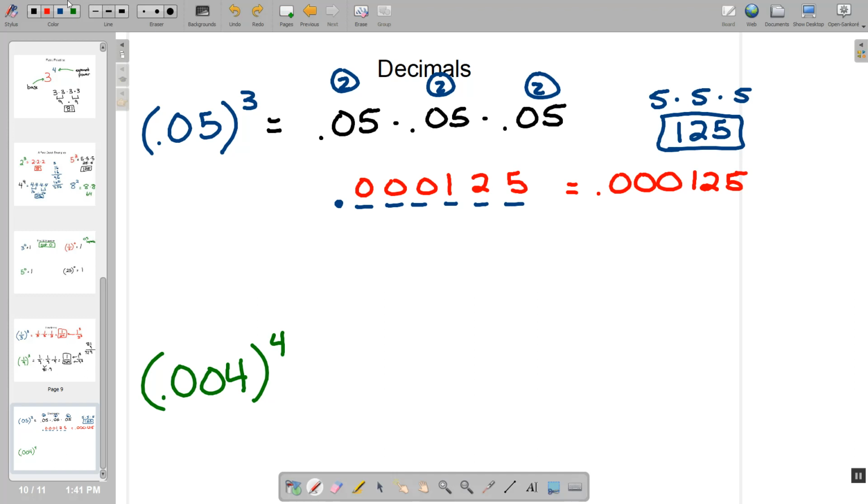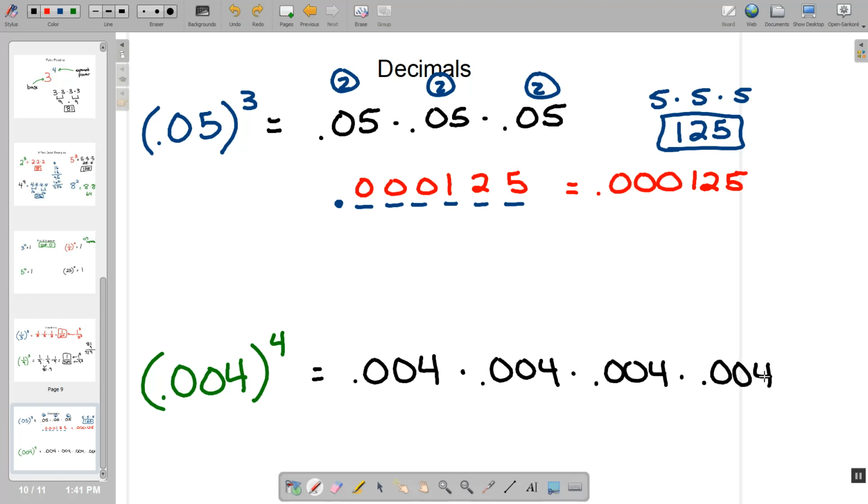So for the problem on the bottom, I wanted to use an example where we'd save a ton of time, because 4 thousandths times 4 thousandths times 4 thousandths times 4 thousandths is going to take forever. But I see 3 digits behind the decimal place in each of these spots, which means we need 12 digits behind the decimal place in our answer.